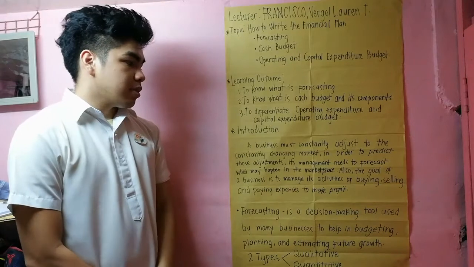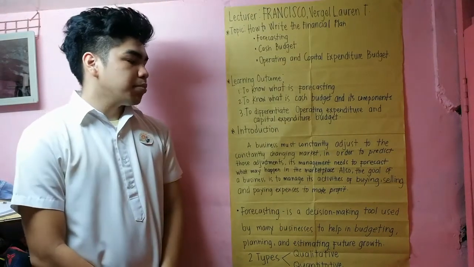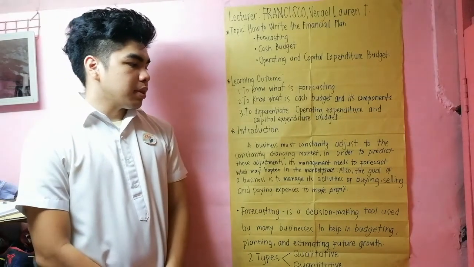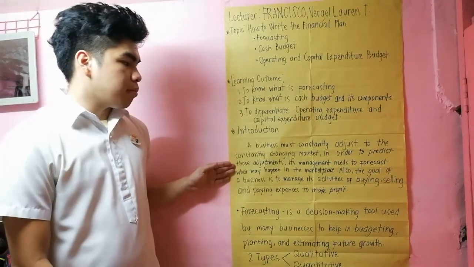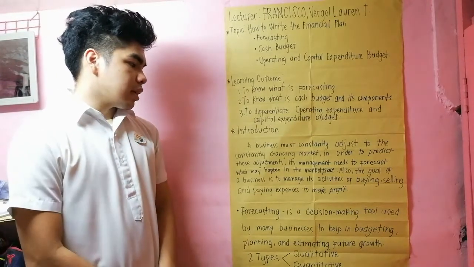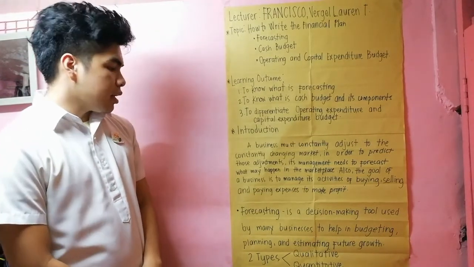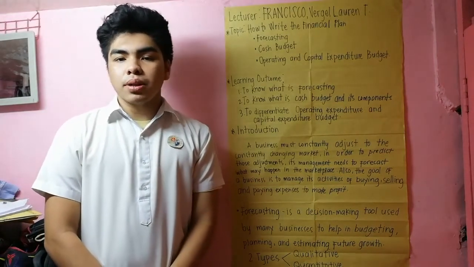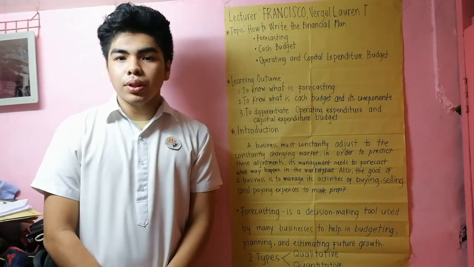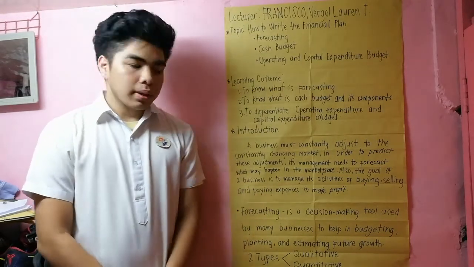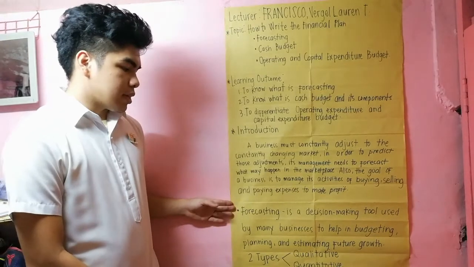A business must constantly adjust to the constantly changing market. In order to predict those adjustments, its management needs to forecast what may happen in the marketplace. Also, the goal of a business is to manage its activities of buying, selling, and paying expenses and make profit. Budget is the roadmap on how you intend to start the year and how you will arrive at the end with a profit. So what is forecasting?